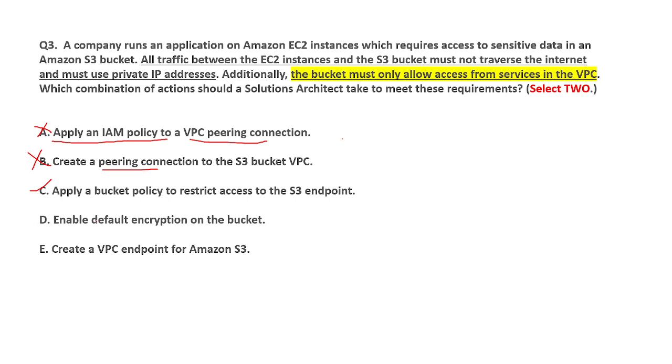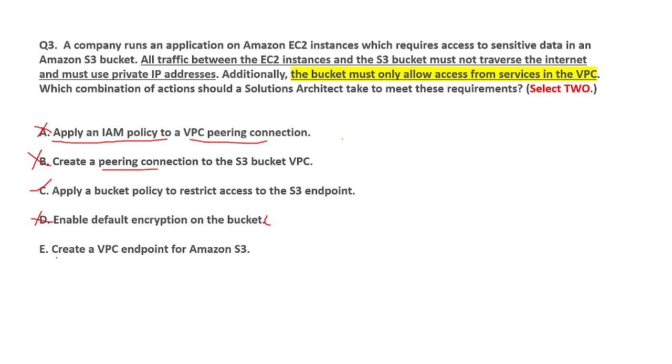Option D, enable default encryption on the bucket. So this is quite true, but in our requirement it's not needed. Because why? This is already true. By default, encryption is enabled at the bucket level in S3. So we are not talking about that. We are talking about the EC2 which requires access to sensitive data in the S3 bucket. So this is not needed. Again, this D option is also out.